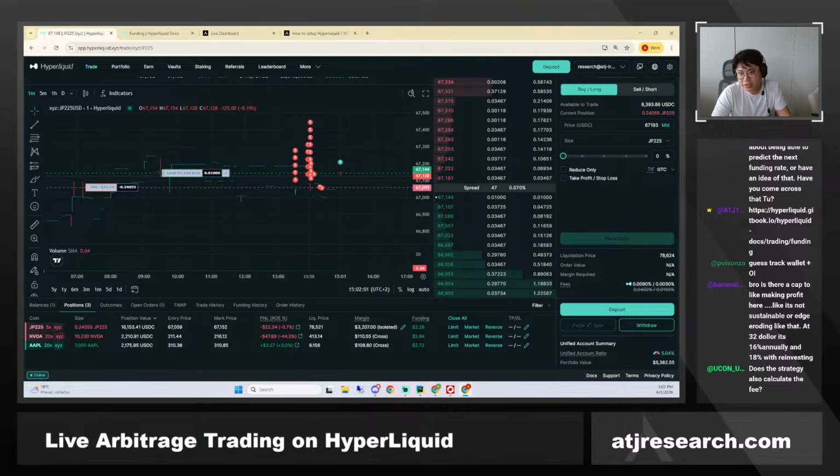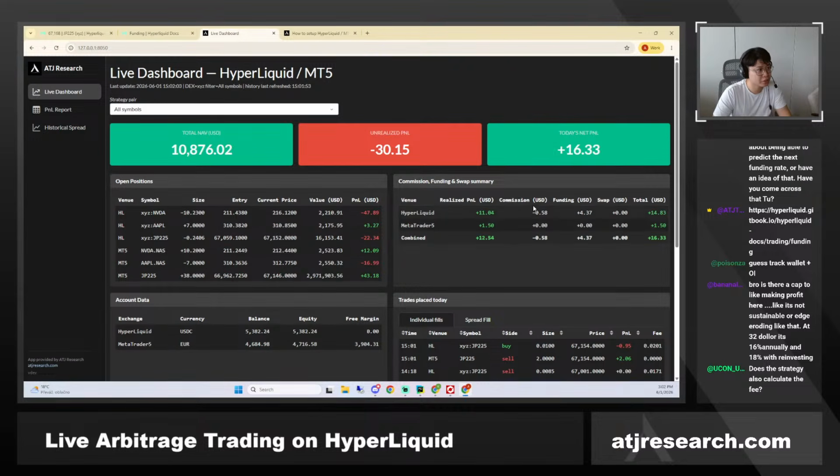Another question, does this strategy also calculate the fee? Yes, the fees are included. So if you look at the dashboard here, you can see the commission that we paid and also the funding and swaps. So this is all included in the net P&L of our strategy.